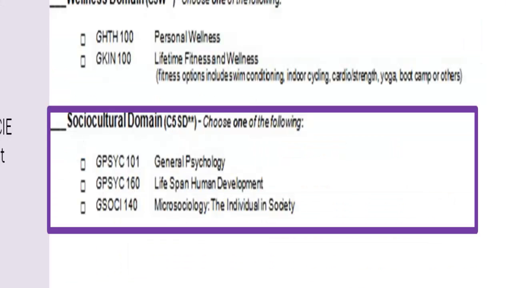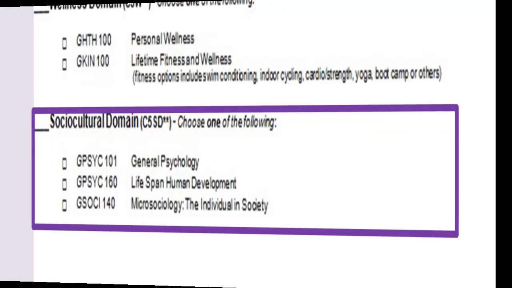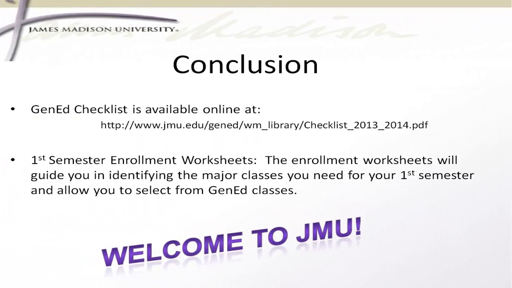The sociocultural domain focuses on the aspects of individual interacting within societal context. There are 3 course options in the sociocultural domain, 2 of which are based on psychology and the other on sociology. If you have AP, IB, CIE, or dual enrollment credit for one of these courses, you may have this requirement already met. You will find the complete Gen Ed checklist on the General Education website.